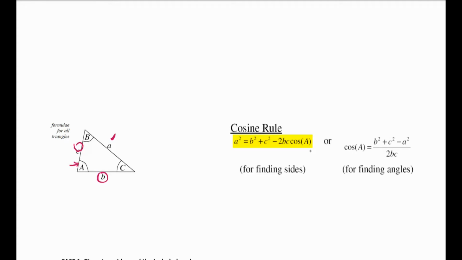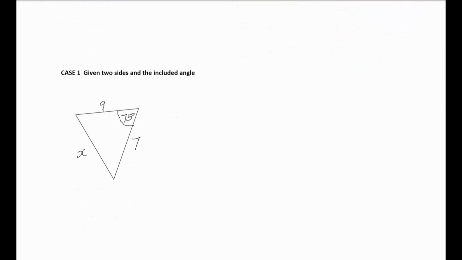Now, to find an angle, the variation of the rule, if you make cosine A the subject of the formula, we would get what is on this side to find the angle using the cosine rule. Okay, let us look at its application now with the problem itself.